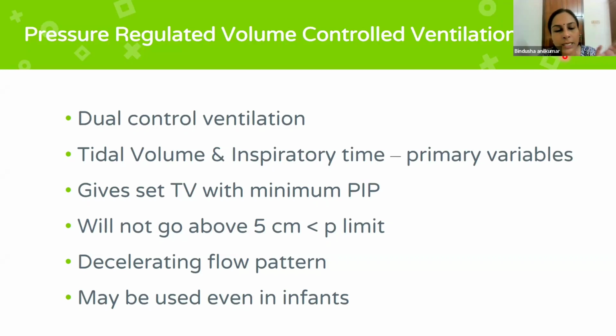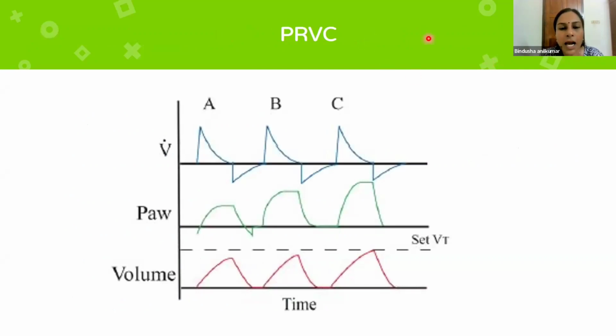Okay. So what the ventilator does here is that for every breath, the ventilator will try to give the set tidal volume. So the dotted line will tell you the set tidal volume. Suppose we are setting a tidal volume of 100 ml. The ventilator will try to give this tidal volume at a lower pressure.